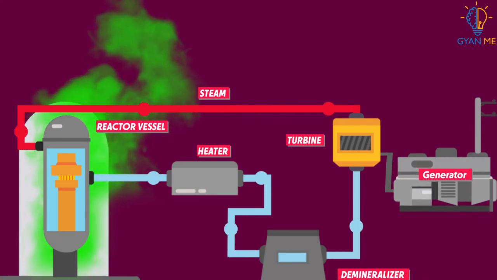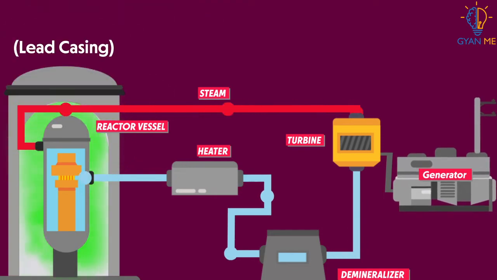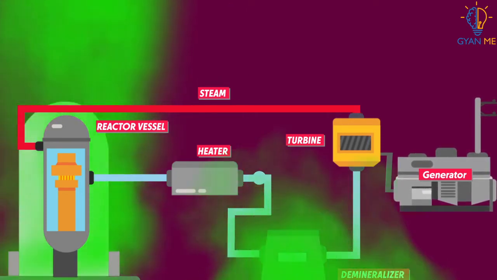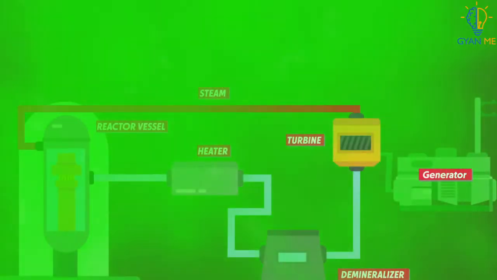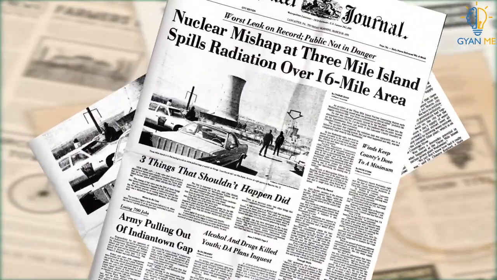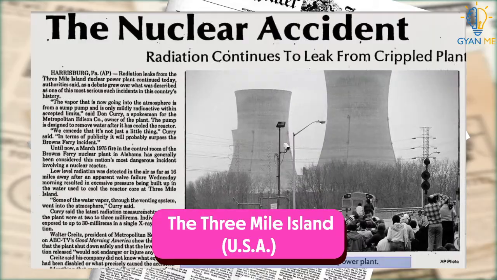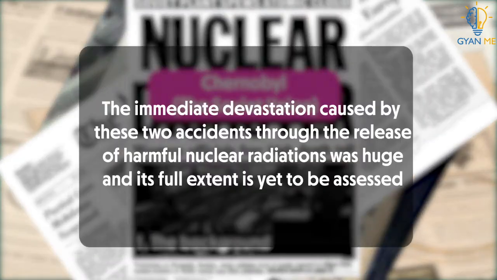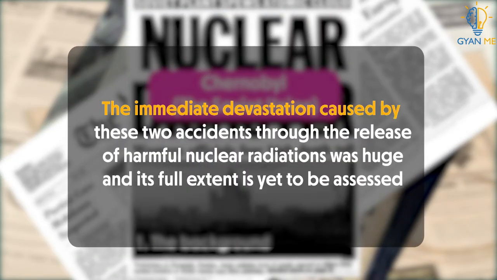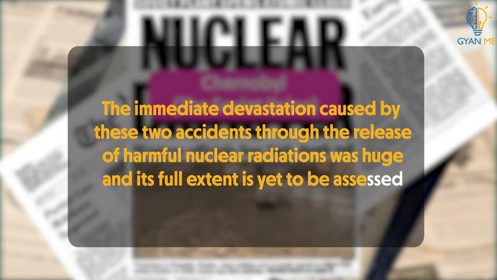To avoid such a situation, nuclear reactors are covered with a thick shell of radiation absorbent material like lead. However, accidental release of these extremely harmful radiations into the environment poses a constant threat to those inhabiting the surrounding areas. Perhaps you may be aware of the two major accidents in nuclear power plants, one at Three Mile Island in USA and the other at Chernobyl in the Soviet Union. The immediate devastation caused by these two accidents through the release of harmful nuclear radiations was huge, and its full extent is yet to be assessed.